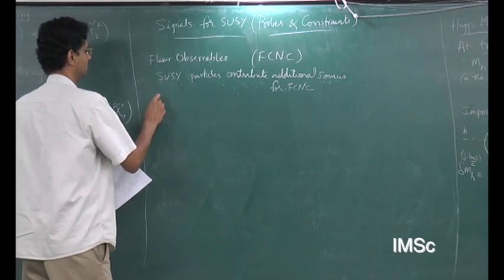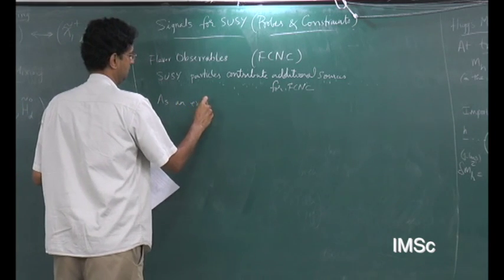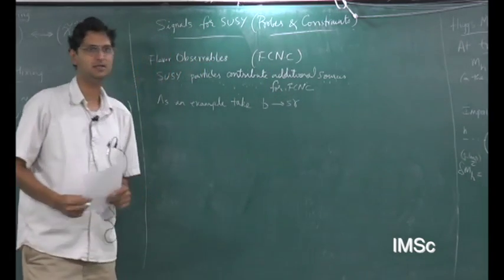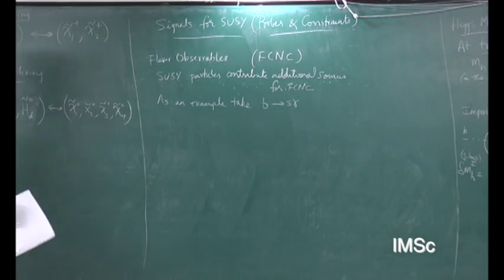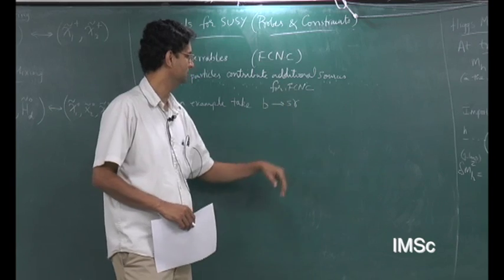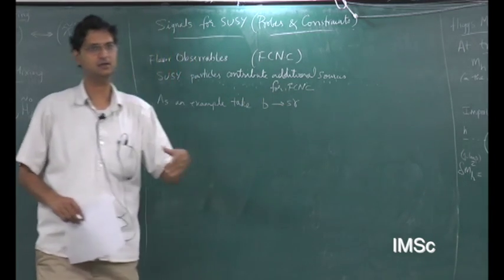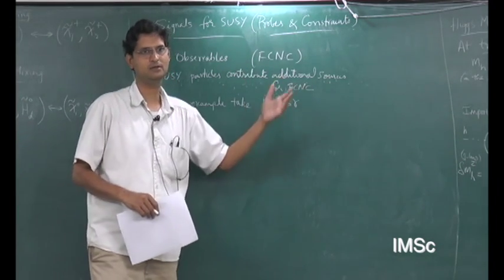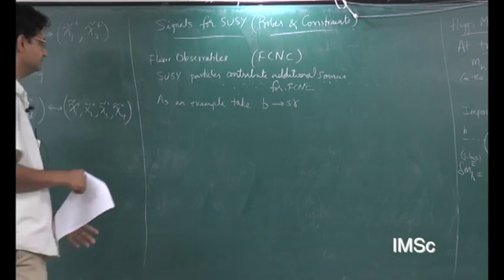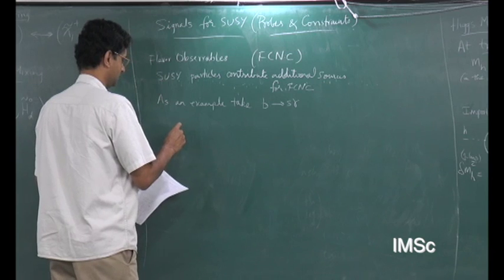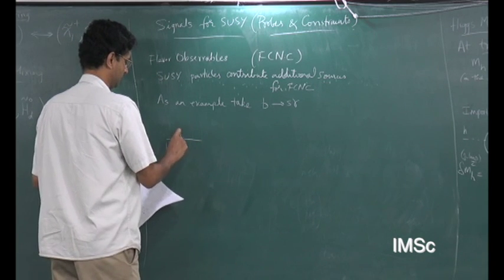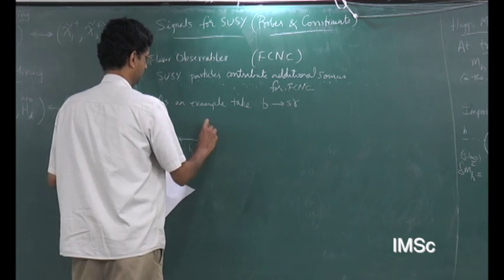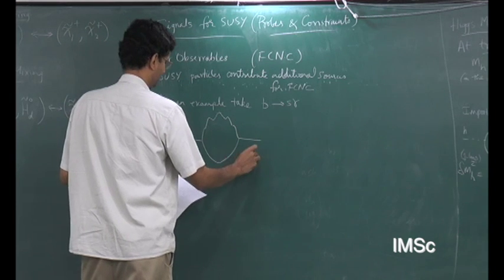So let me take one example. As an example, take B to S gamma. So you have a B quark decaying to an S quark and a photon. So this is at the quark level. You can think about it at the meson level. A B meson decays to K star and a gamma, or some other strange meson, and then you sum up all of them and you can compute the inclusive rate for B to S gamma. And we know that in the standard model, the main contribution comes from diagrams like, I'll just make it representative, there are many more that come in, but I'll just give you some representative thing.